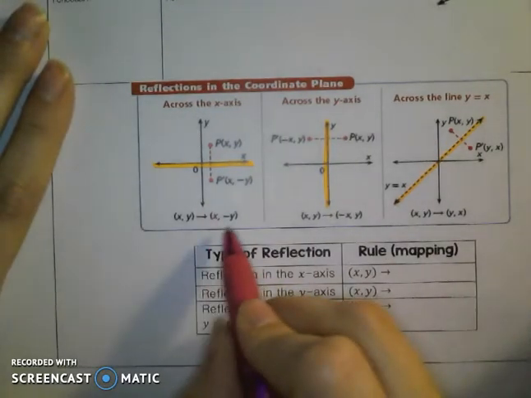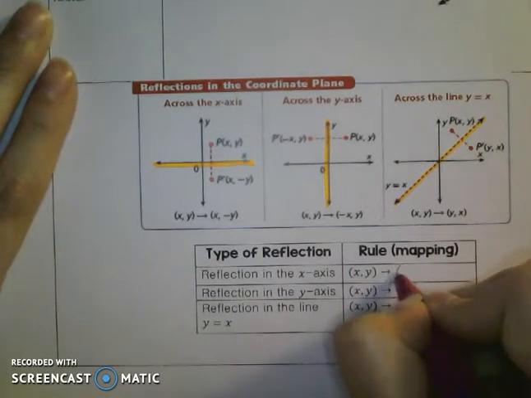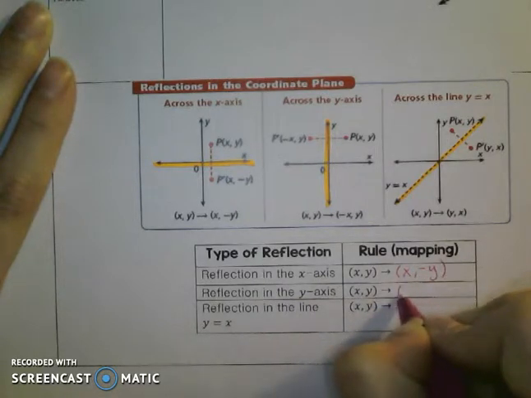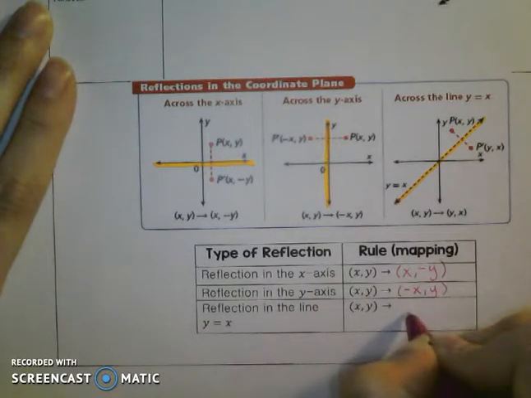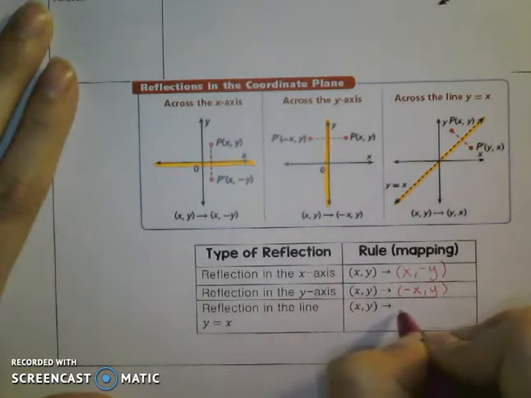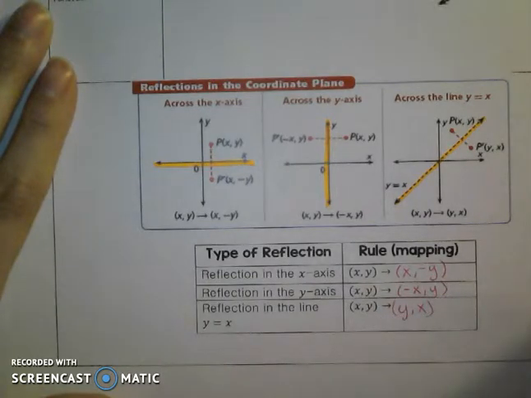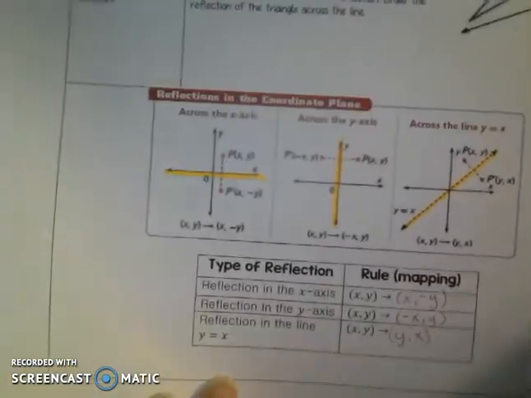And you're basically just copying this down here. So over the x-axis, it's going to become x with a negative y. Over your y-axis, it's a negative x and then y. And over the y equals x line, it's switching your x and your y. Okay. All right, so we're going to go ahead and try a couple of examples together.